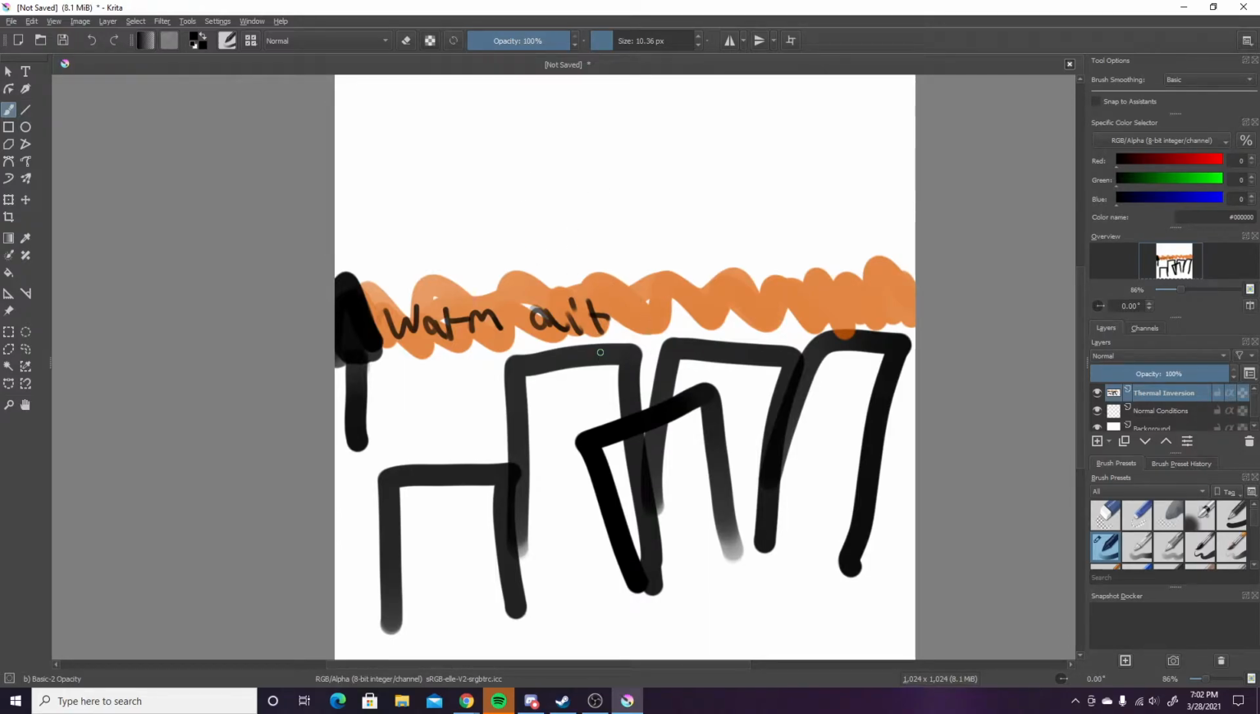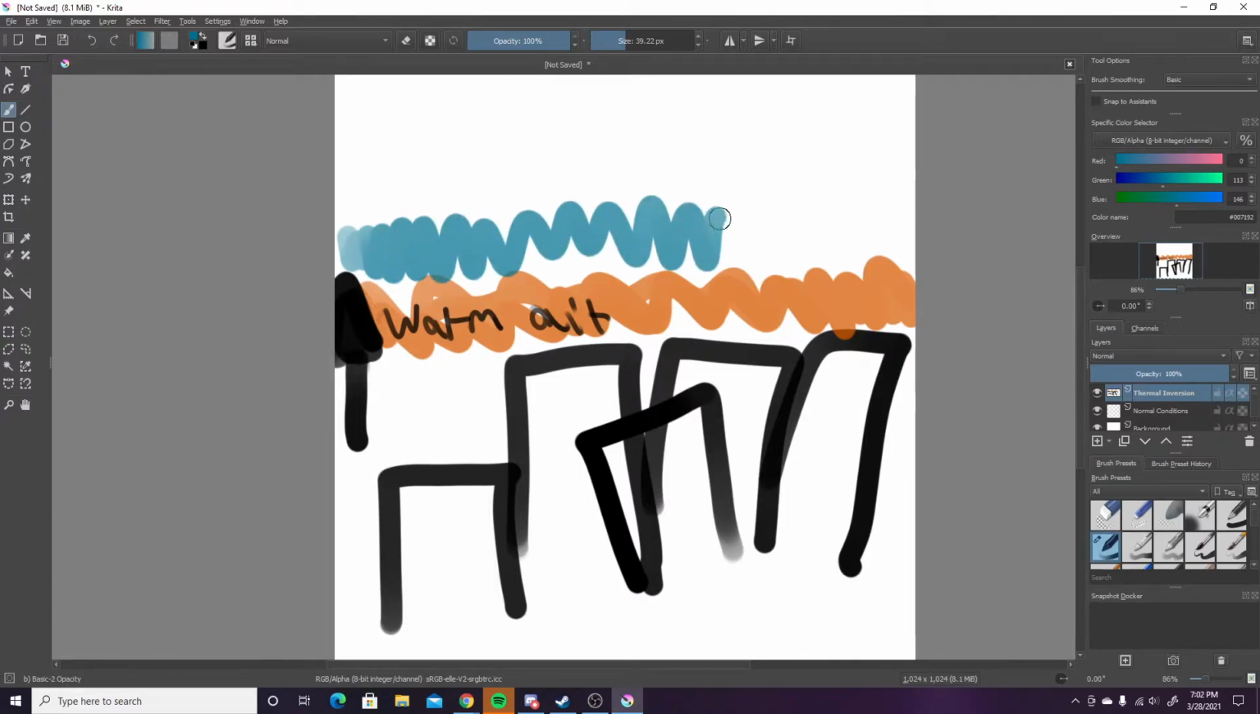Alright. So when that warm air moves up, it becomes cool air, which is represented by this light blue color right here. Let's just put cool air there. Yep, so cool air.